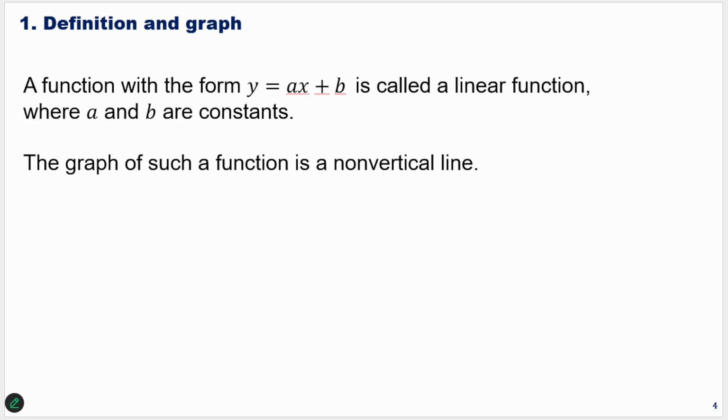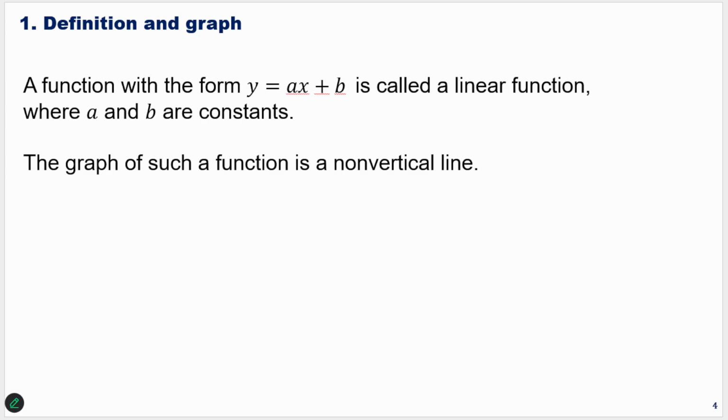A function with this form, y equals ax plus b, is called a linear function. So any function that can be written in this form is called a linear function. But a and b are constants. So the graph of such a function is a non-vertical line.